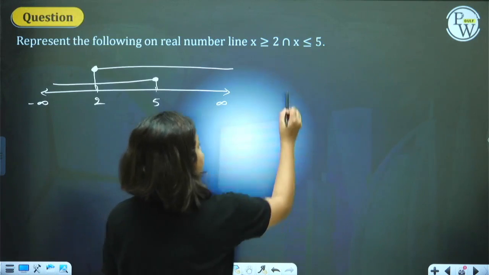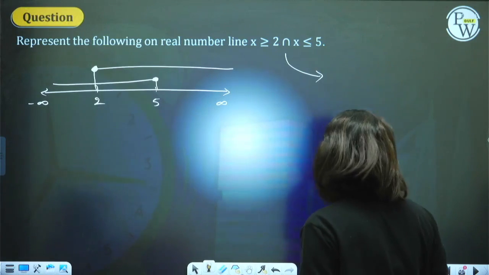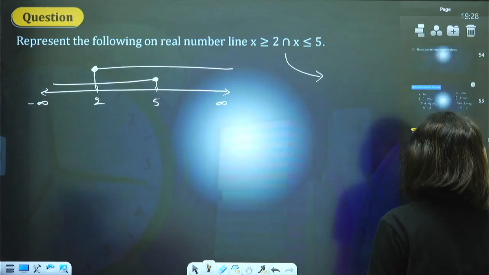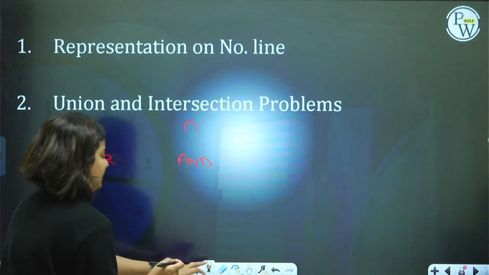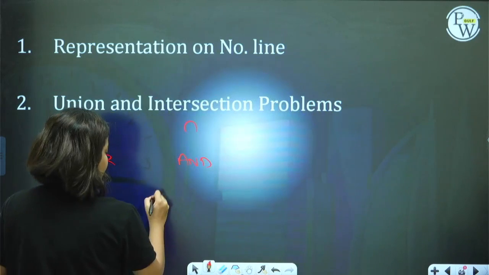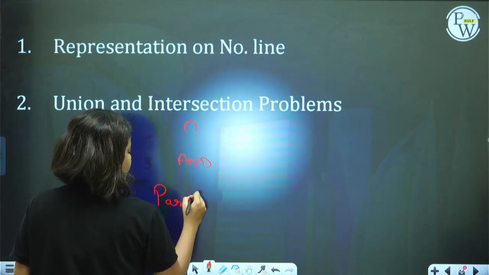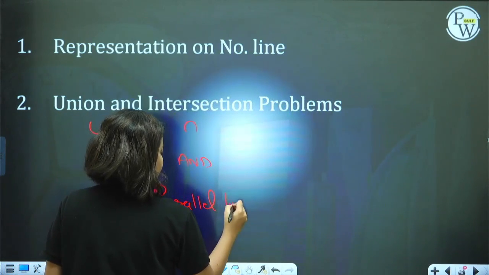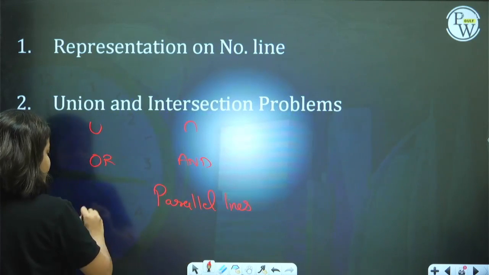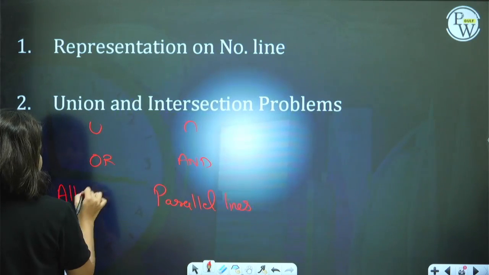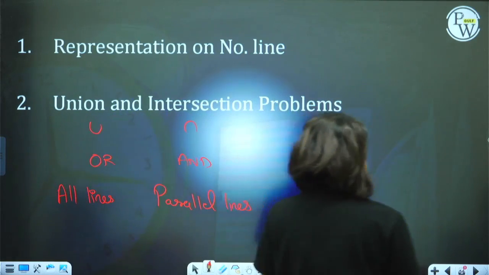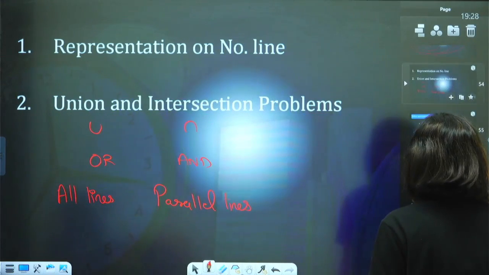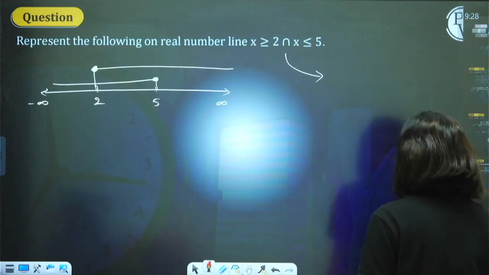Now whenever, guys, there is an intersection, please remember, I should write it here itself. Whenever there is an intersection, what will you do? You will check for parallel lines only. And whenever there is a union, you will go for all the lines present. What am I trying to tell you by this? Here we are finding the intersection.